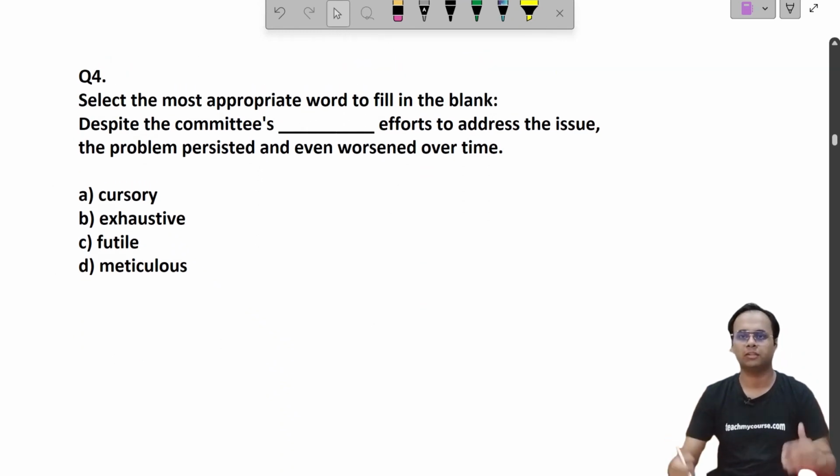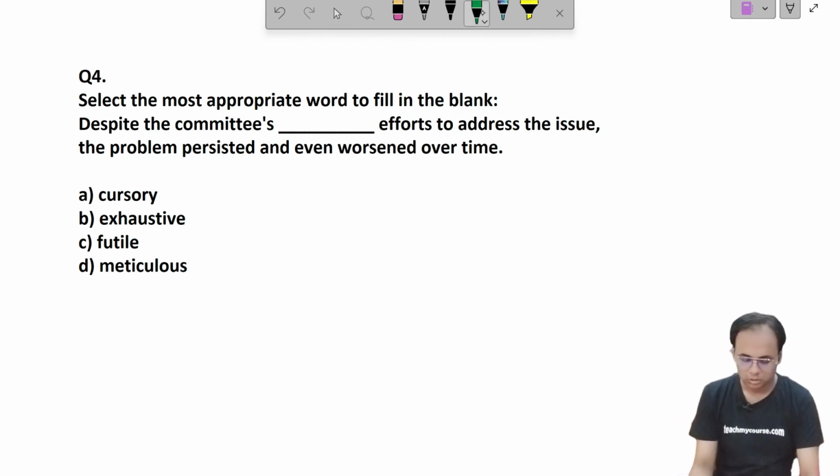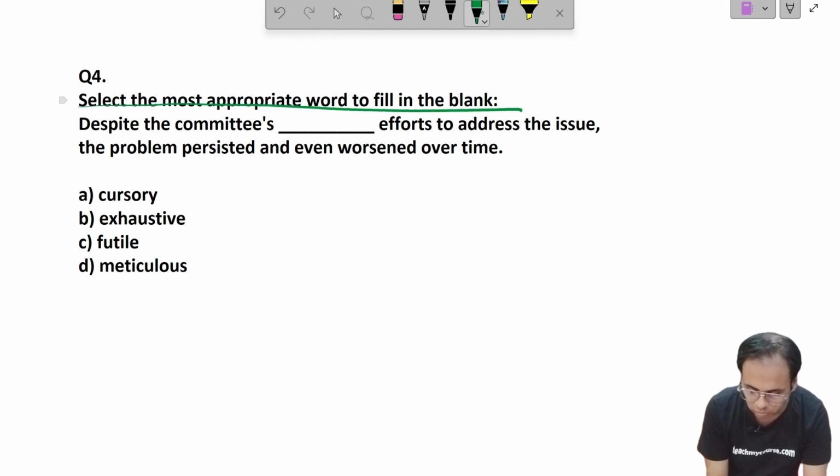Now we are coming to the fill in the blanks question. We have already seen the 3 sentence arrangement questions. Now we move on to the fill in the blank section. Okay, so it says, select the most appropriate word to fill in the blank.